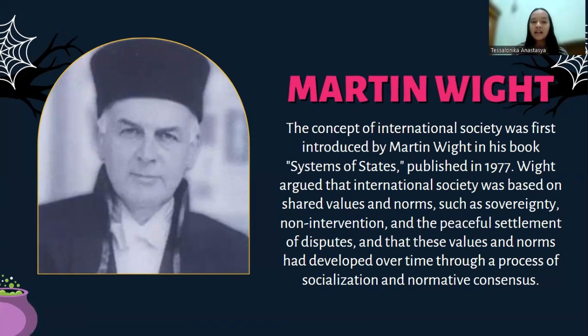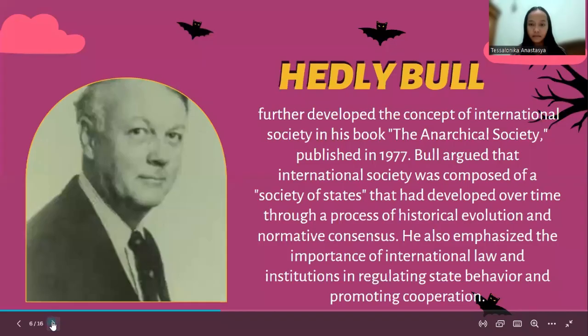Another important contribution that Wight made to the English School was his emphasis on historical analysis. He argued that historical events and processes had shaped the development of international society and that studying history was essential for understanding the international system. Overall, Martin Wight played a crucial role in the development of the English School in international relations. His ideas and concepts, such as international society, the international system, and historical analysis, remain influential within the field today.